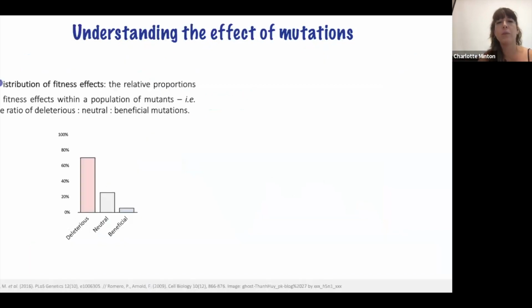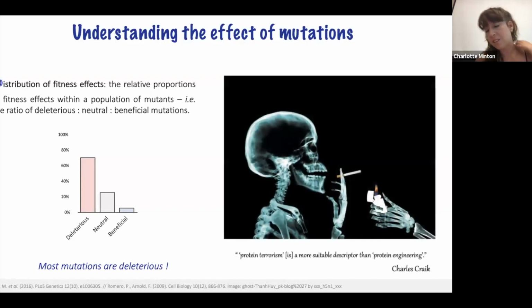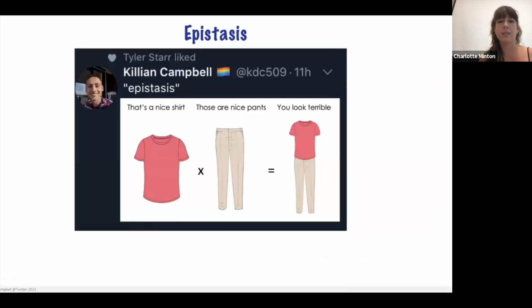But before describing epistasis, we need to understand the effect of mutations. When we study the distribution of fitness effects, which is the ratio of deleterious, neutral, and beneficial mutations, what we see is that neutral mutations are about 30% of the total. A vast majority of mutations are deleterious, and only 1 to 5% are beneficial. This has led Charles Craik to say that protein terrorism is a more suitable descriptor than protein engineering. So most mutations are deleterious.